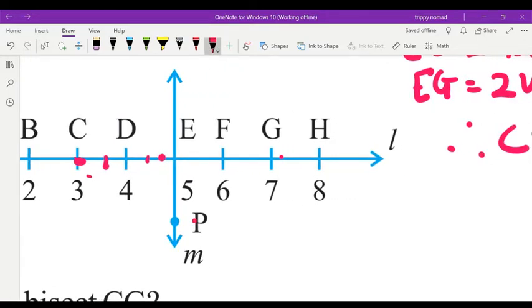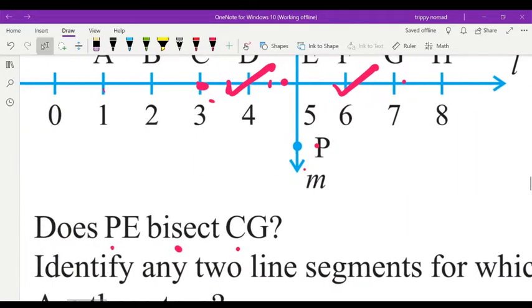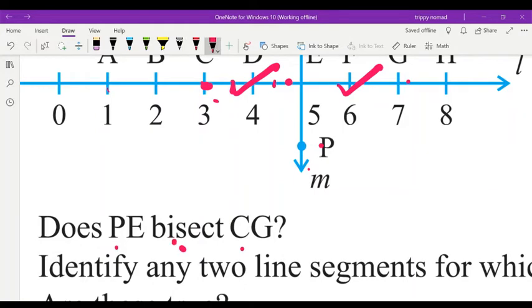Because both sides, CE and EG, have a measure of 2 units, or equal length, so it will bisect. PE bisects CG. These are 2 units and that side is also 2 units. Now next question.